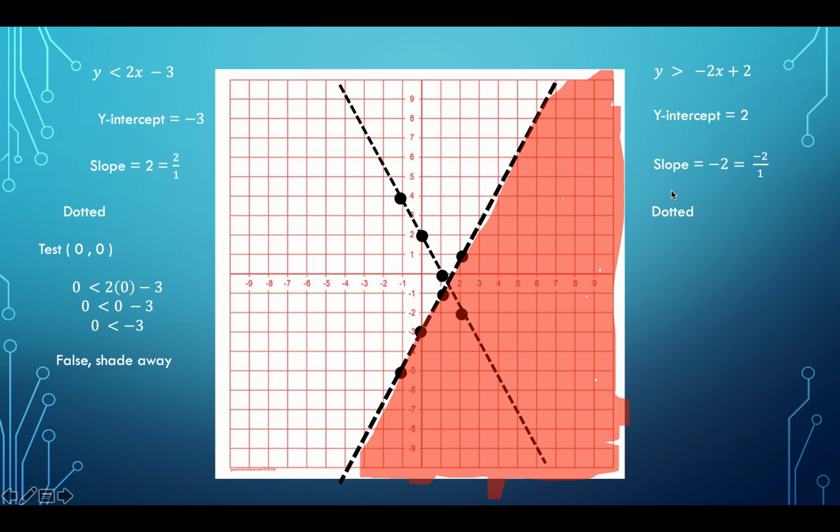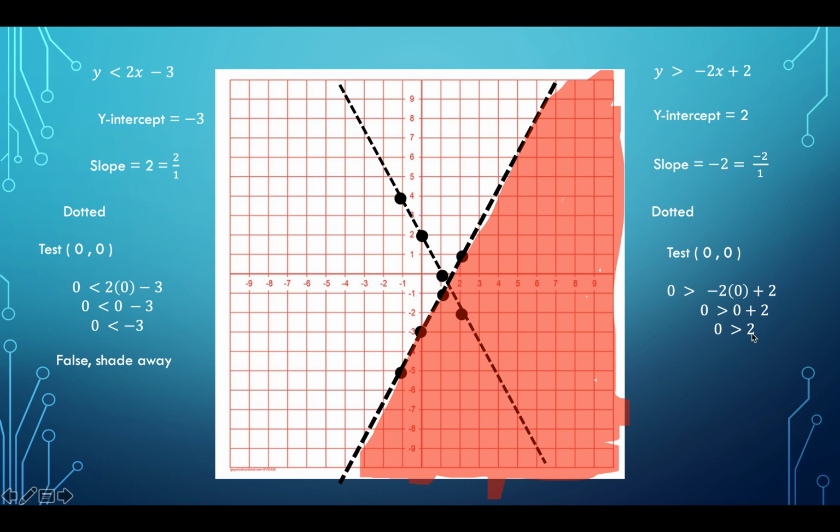Now we got to repeat the process for this line over here. So we're going to do the same thing. We're going to test 0, 0. As a reminder, this is x and this is y. So wherever there's an x, we're going to plug in 0, and wherever there's a y, we're going to plug in 0. So we're left with 0 is greater than negative 2 times 0 plus 2. And we go ahead and simplify. 0 is greater than negative 2 times 0 gives us 0 plus 2. 0 is greater than 2.